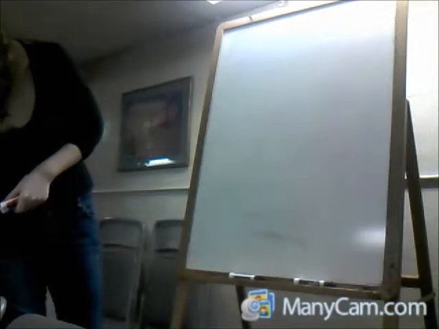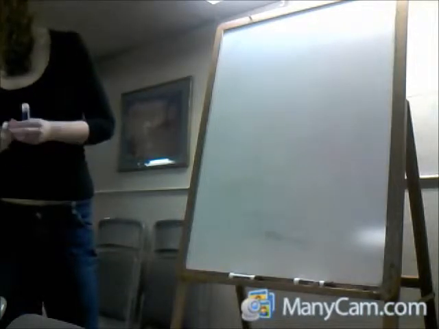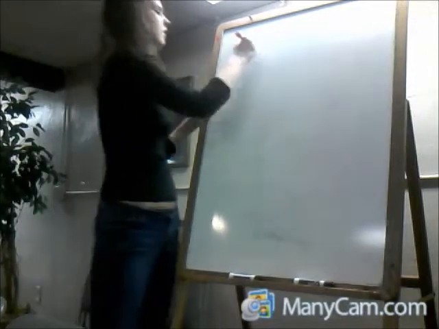I guess people probably had trouble with 17, right? Yeah, I skipped it. Okay. So line L passes through the origin and is perpendicular to the line 4x plus y equals k.